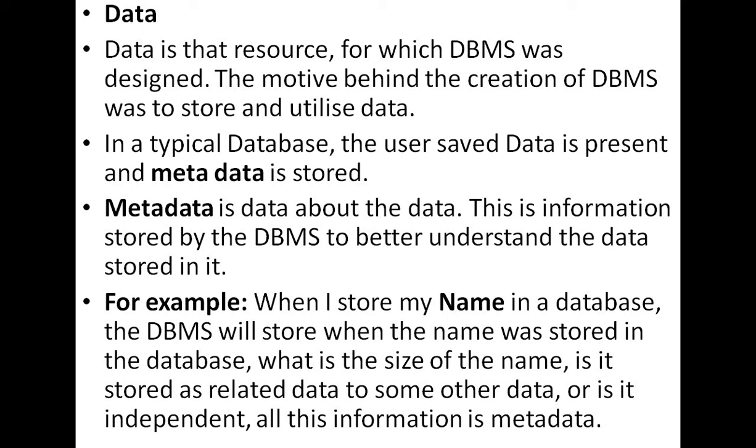and the name is independent or not. That means whether it is dependent on some other data or not. All these types of information about name are called metadata. That means all these items are related with the name data. That's why they are called metadata.